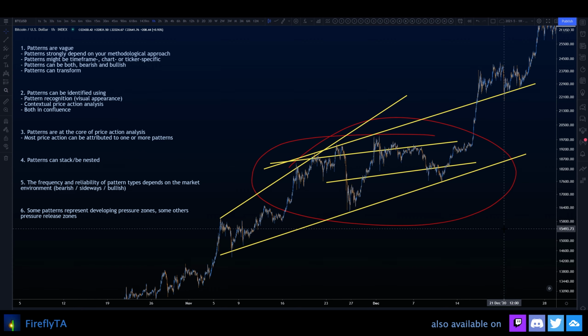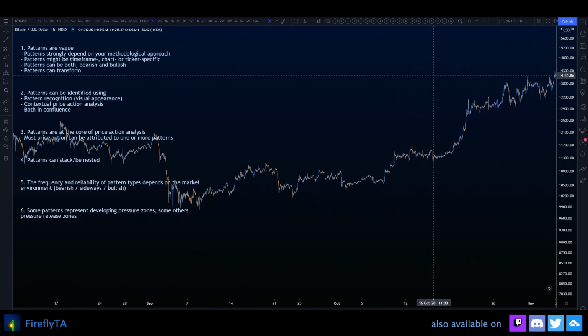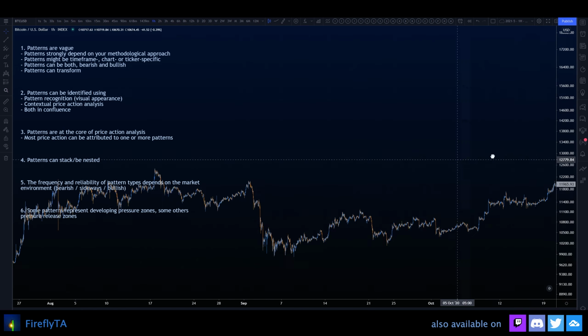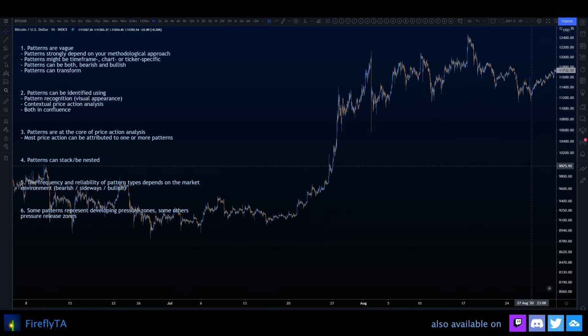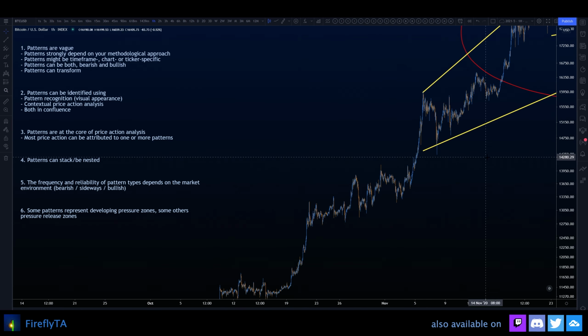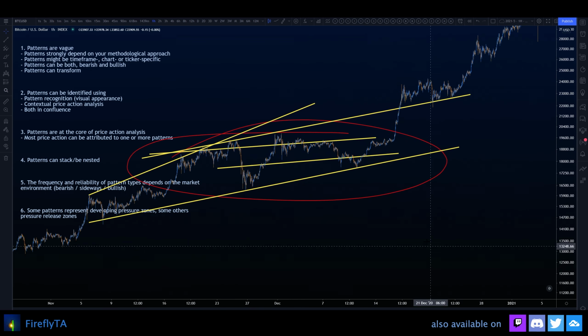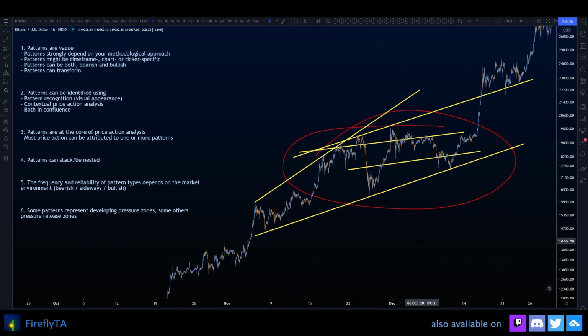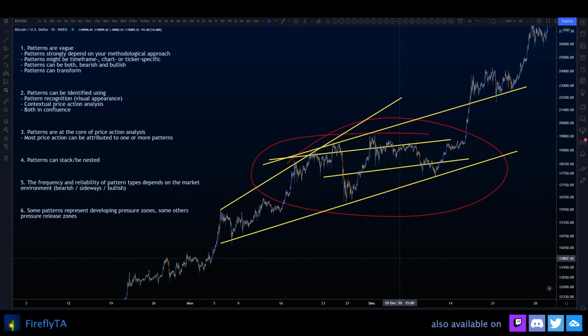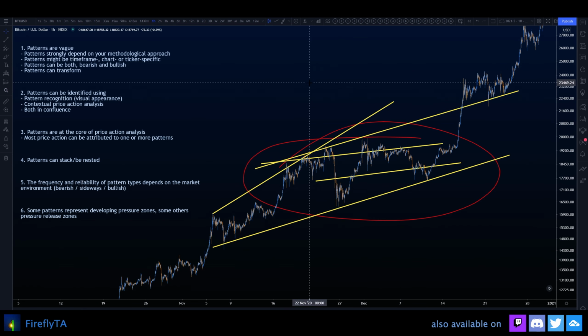So patterns are at the core of price action analysis, because wherever you look, it doesn't really depend on the level or area, you will find patterns everywhere. They are present everywhere. They form everywhere. This is one of the core aspects of price action.